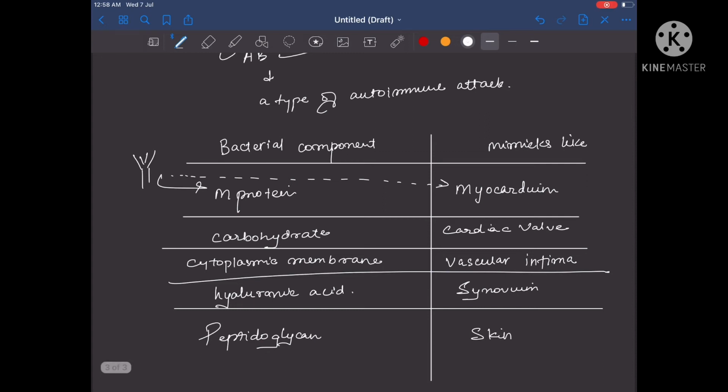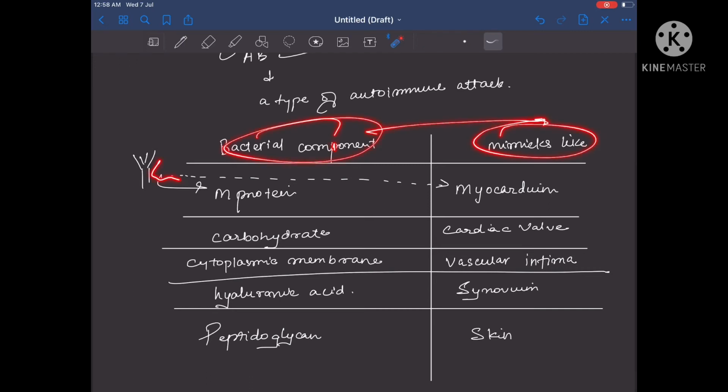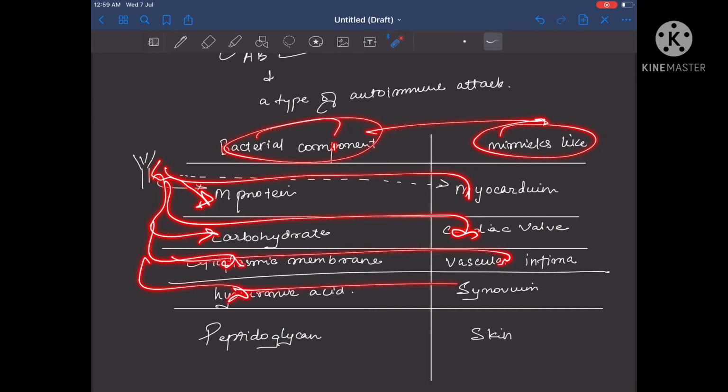So if antibodies are produced against the bacterial component, they are also produced against some of our own body tissues: M protein for myocardium, carbohydrate for cardiac valve, cytoplasmic membrane for vascular intima, and also for all these other things.